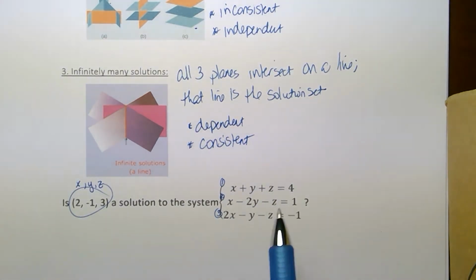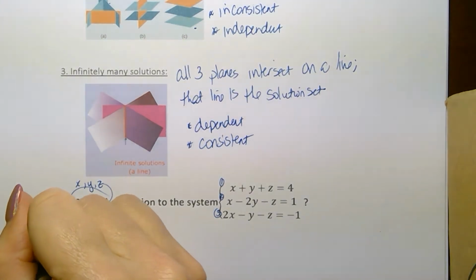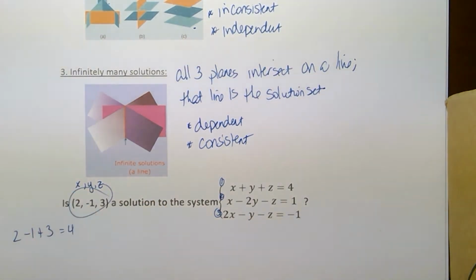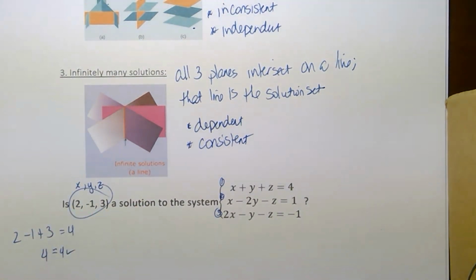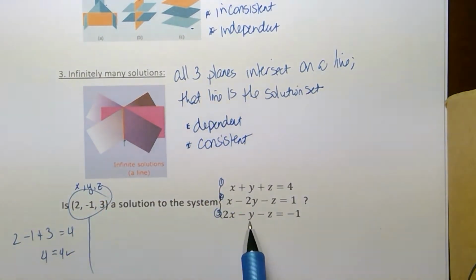X plus y plus z equals 4 would be 2 minus 3 plus 3 should be 4. Well, 2 minus 1 plus 3. 2 minus 1 is 1. 1 plus 3 is 4. It's true for the first equation. Let's look at the second equation.